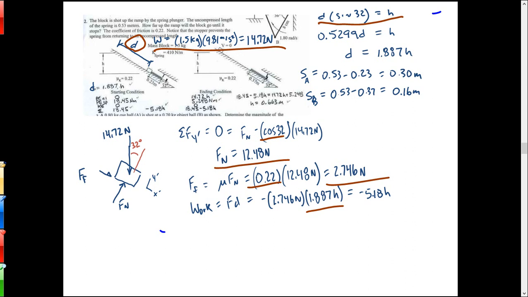Everybody good with that? Also get the stretch or compression in the spring. So I've got that there. So SA is 0.53, which is the unstretched length, minus 0.23. So there's 0.3 compression in there. And then after the thing is shot, there's still compression in the spring you have to account for. So 0.53 is actually the uncompressed length, and 0.37 is the final length. It's 0.16. There we go.